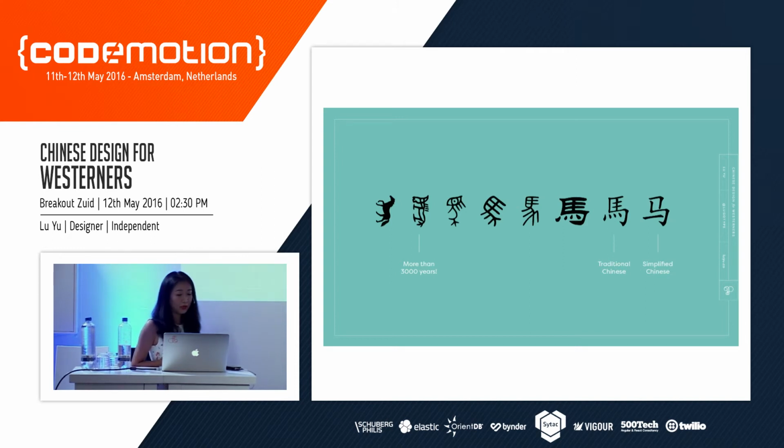Well, that brings us back to the development of Chinese characters. This is an example of the character horse. As you can see, as time goes by, the character becomes more and more abstract. The second last is traditional Chinese, and the last one is simplified Chinese. What happened was about 60 or 70 years ago, there were many Chinese people who didn't know how to read or write Chinese. So in order to increase the literacy rate, Chairman Mao decided to make the character design a lot simpler and easier to learn.